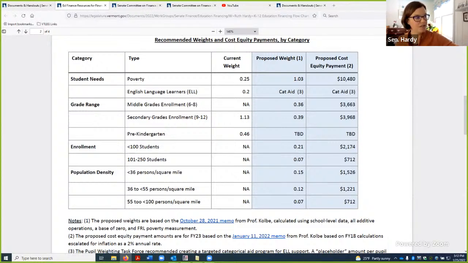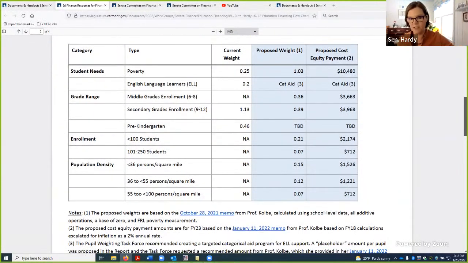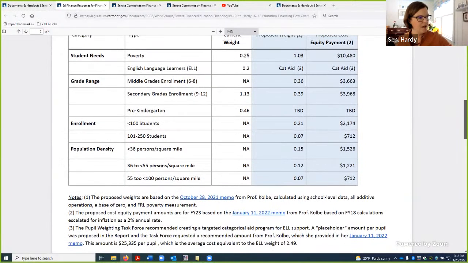English language learners is on this chart, but again, the recommendation of the task force was to do a categorical aid, and that is being considered. Whether or not they do that or propose something different is being considered by the education committee.